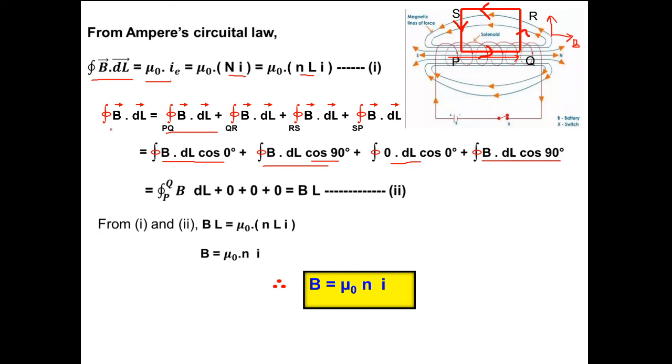So the integration of B dot dl equals B dl from P to Q, and if we extend this, it will be the length of the solenoid. So summation dl equals B into L equals mu naught times nLI. See equation 1. So this L and this L got cancelled. So B equals mu naught nI. It is the magnetic field at the center of the solenoid. At the end of the solenoid, its value will be half of this.